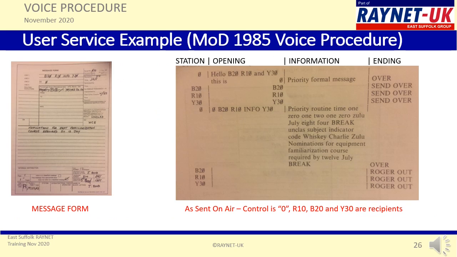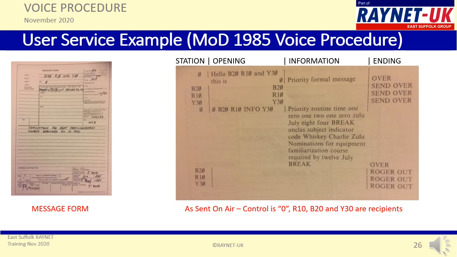This is an example from another user service, from the Army 1985 voice procedure. They use slightly different call signs. Control is always 0, and they always say "out" if they don't intend to transmit again as part of this exchange of messages, even as an out station. But hopefully this gives some view of how other people are likely to expect us to do it.